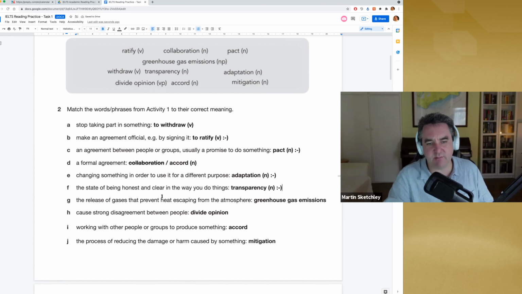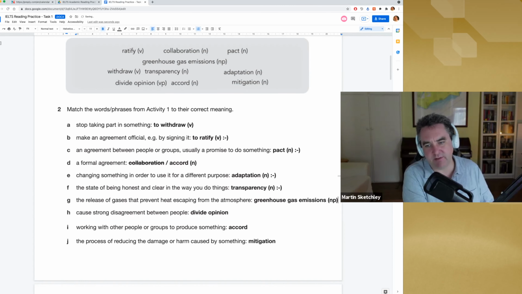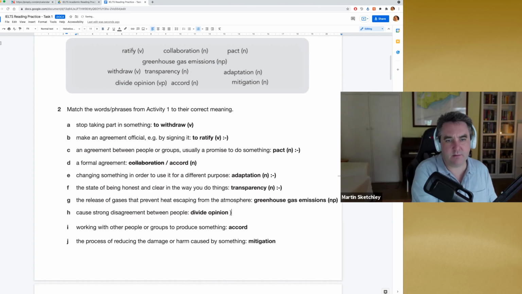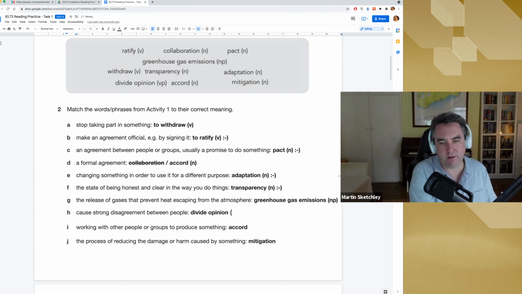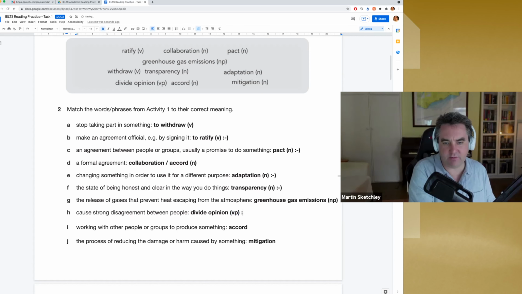The release of gases that prevent heat escaping from the atmosphere. You said greenhouse gas emissions, and it's a noun phrase. Yeah, so that's good. I agree. Cause strong disagreement between people, divide opinion. A verb phrase. Let me just double check. Yep. I agree. It's a verb phrase, so that's good.